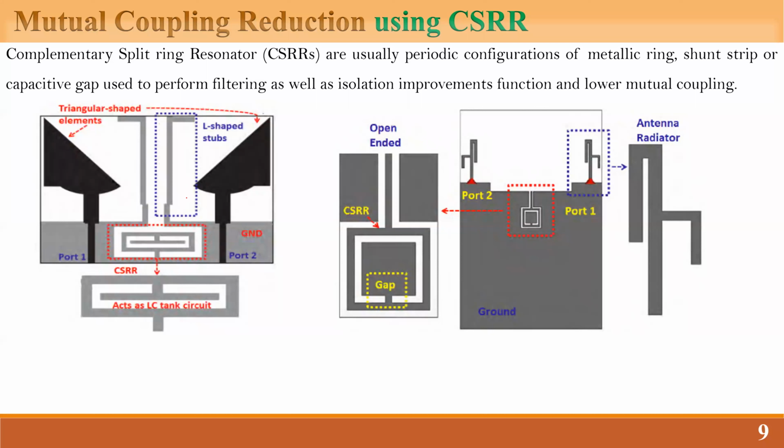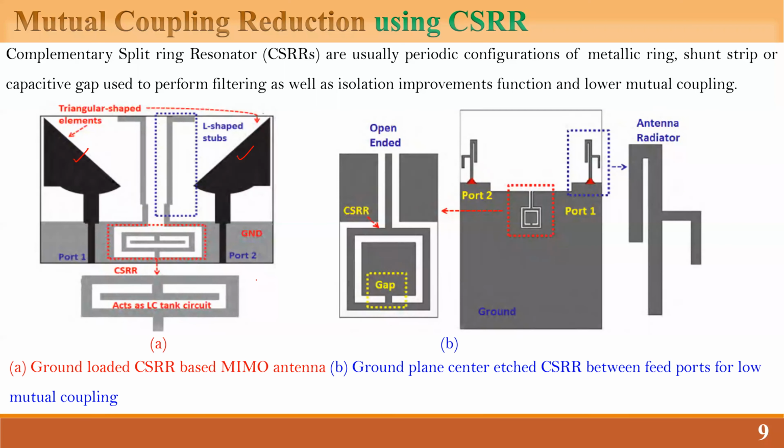Now in this case, you can see this is one antenna, and they are calling it a semi-triangular shape of antenna. In between, you are keeping some kind of stub followed by a CSRR structure. This CSRR structure is giving you something like an LC tank circuit. It means it will have an inductor and a capacitor.